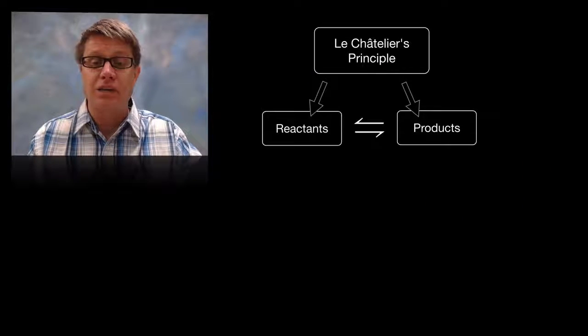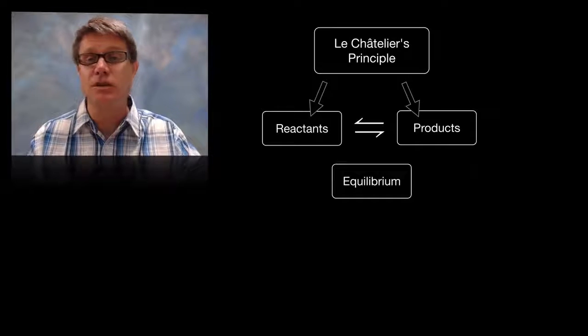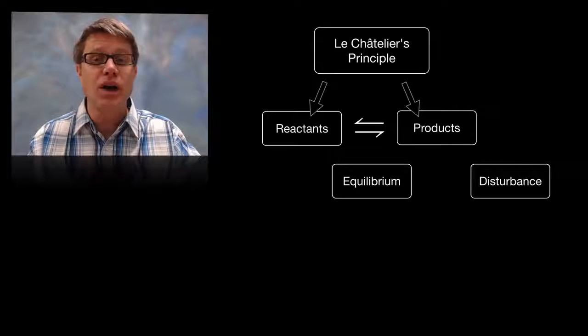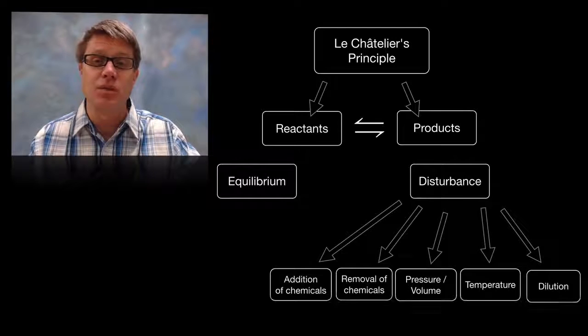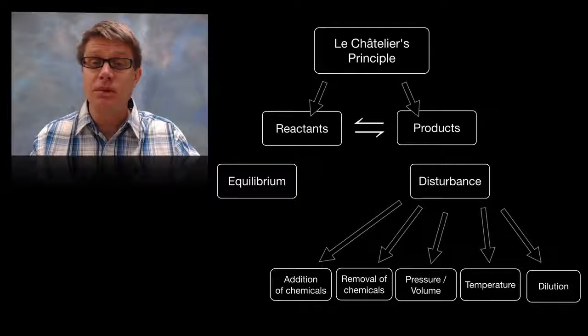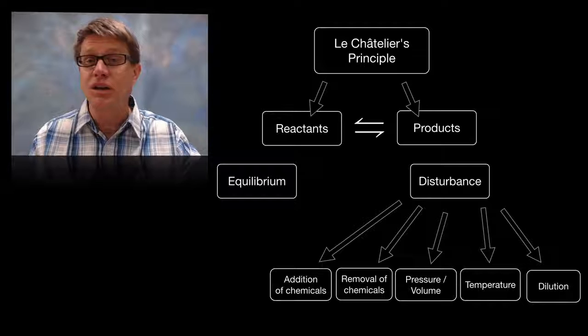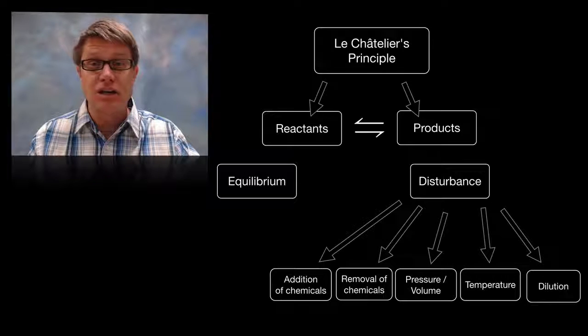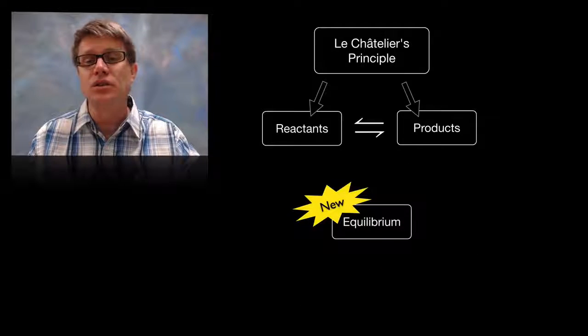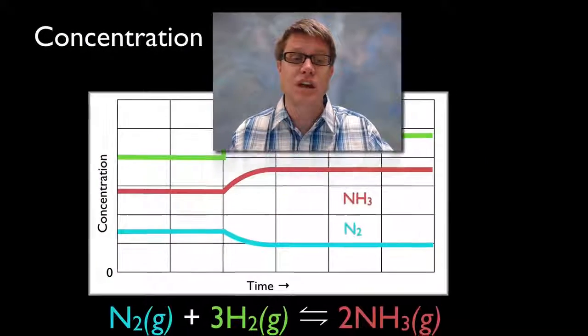And so according to that, in any reversible reaction where we have reactants and products and it's established in equilibrium, if we ever have a disturbance, and that disturbance could be adding or removing chemicals, it could be a decrease in volume, an increase in pressure, it could be an increase in temperature, a decrease in temperature, or even dilution, what's going to happen is a new equilibrium is going to be reestablished again.